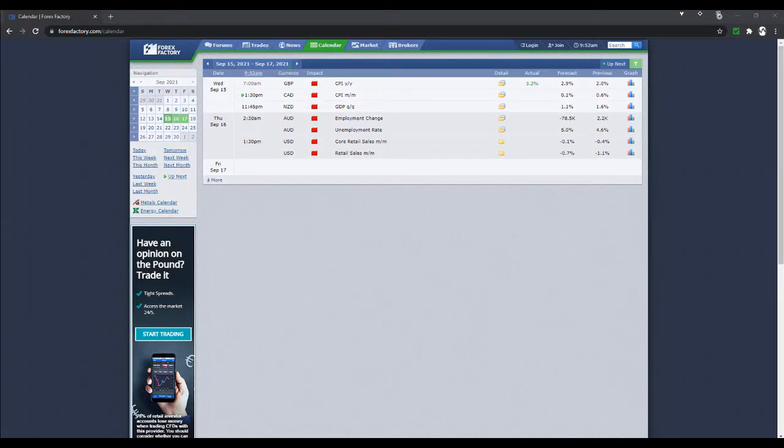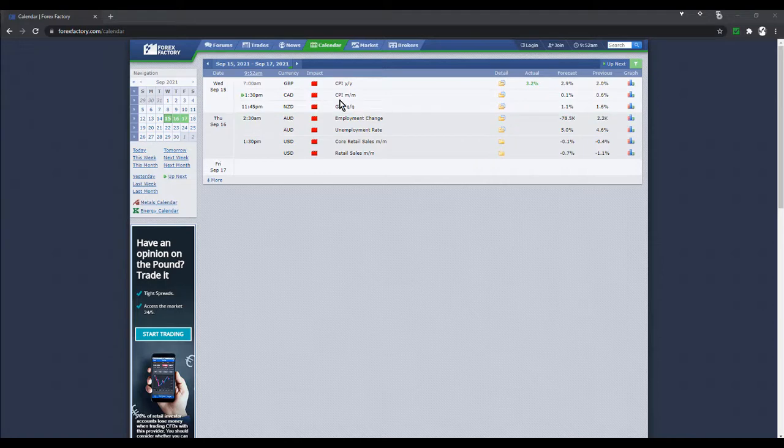It's Wednesday, 15th of September 2021. We've already had some GBP news out earlier. CPI news came out better than expected, 3.2% as opposed to the forecasted 2.9%. So a bigger number in this case is good news for GBP. And we can see that because the number there is green, just in case you're wondering how to use Forex Factory. So that was positive for GBP.